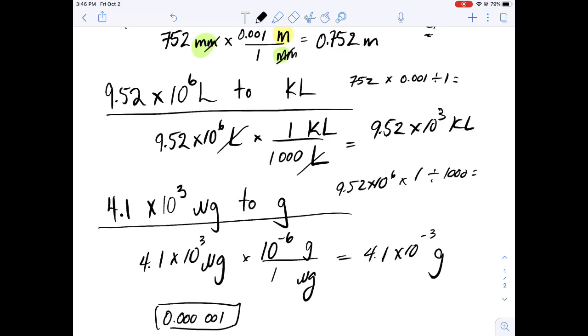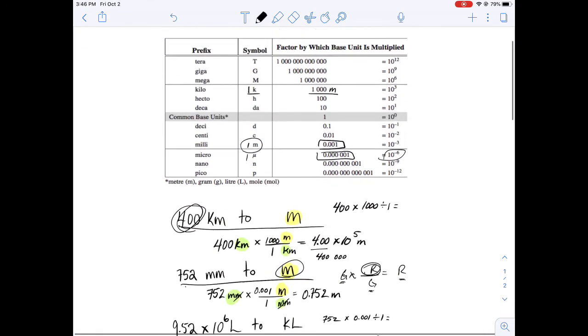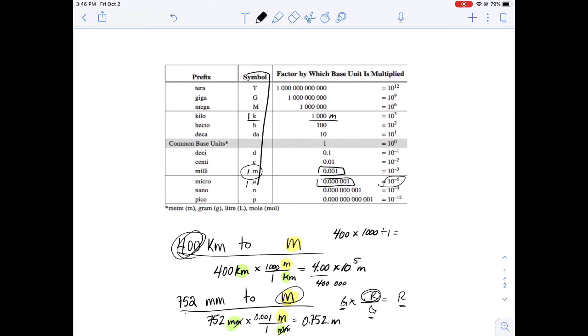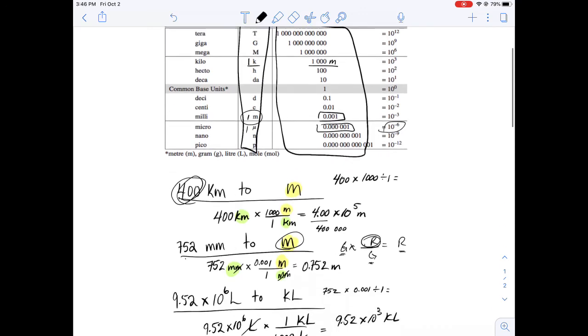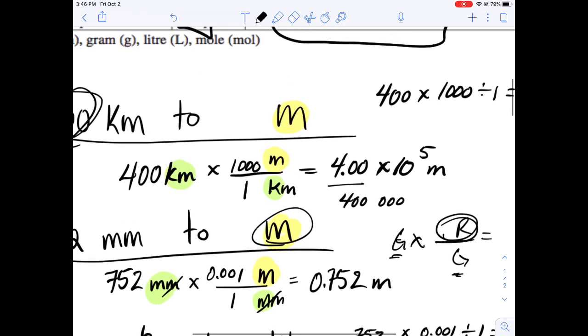So this is how we can do a conversion with SI prefixes using this table. These are equivalent to one of those things, and this is the amount of the base unit, which we would multiply by. We make a conversion factor to get rid of one unit and be left with what I want in the end. Hopefully that helps you understand how to use that table to make conversion factors using SI prefixes.